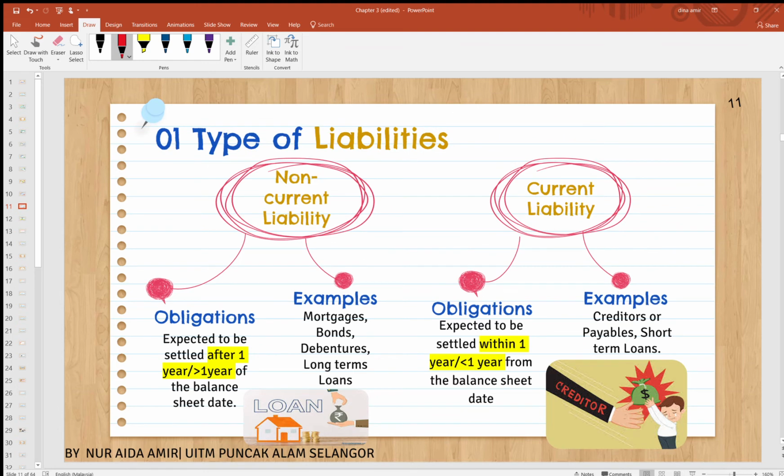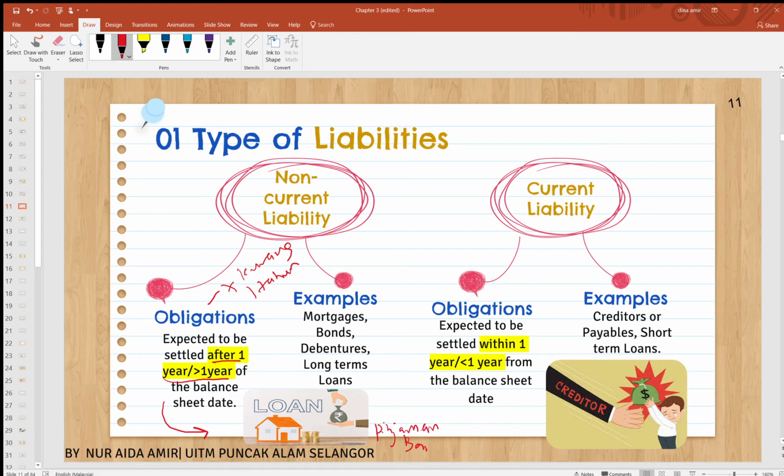Non-current liabilities is the obligation dia expected 1 year ataupun lebih daripada 1 year. Bukan kurang daripada 1 year, tak kurang 1 tahun obligation dia. So, you punya bebanan tu dalam masa jangka yang panjang. For example, loan lah. Loan ni adalah pinjaman kan. Ni pinjaman bank.